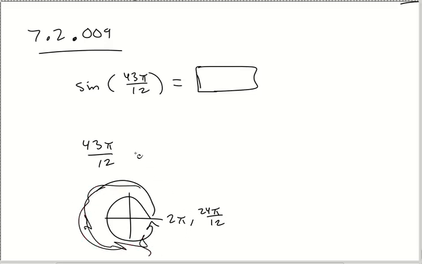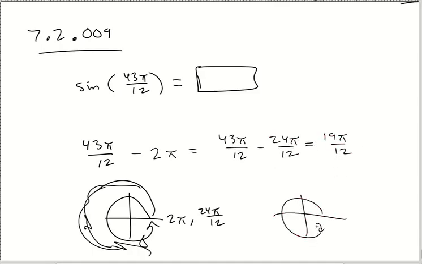So what I want to do is subtract 2 pi to get it into a single revolution. And if I still don't have it good enough, then I can subtract another 2 pi. So minus 2 pi here, again using a common denominator, 24 pi over 12. Essentially I'm just subtracting the numerators. 43 minus 24 is 19 pi over 12. Is that within one revolution? Yes. Notice that it's not 24.